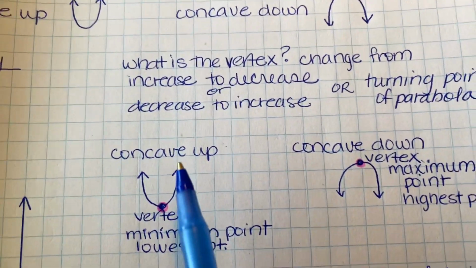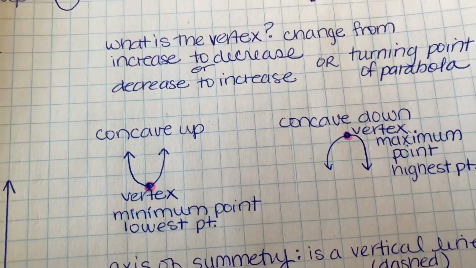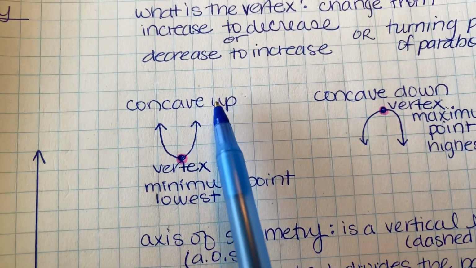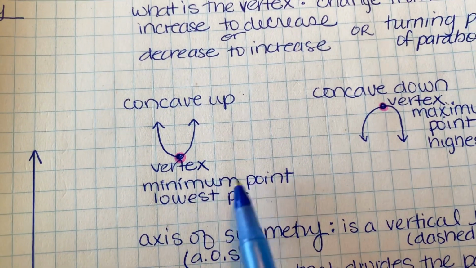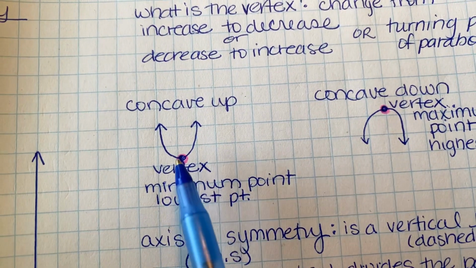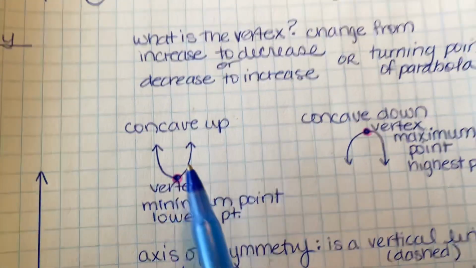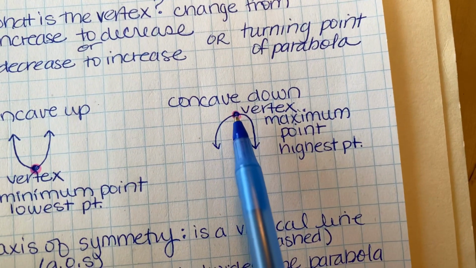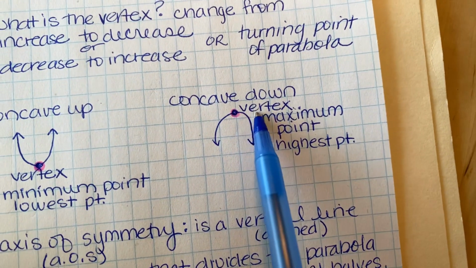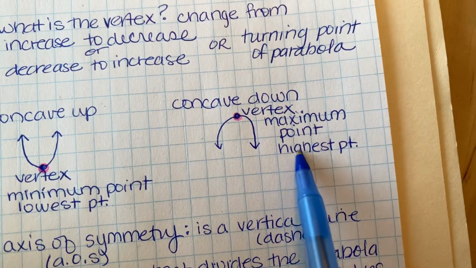Okay, so if it is concave up, which is the one that we're dealing with today, your vertex point is going to be your minimum point or your lowest point on the parabola. If it was concave down, which we'll get to, it is here. And so your vertex becomes your maximum point or your highest point.